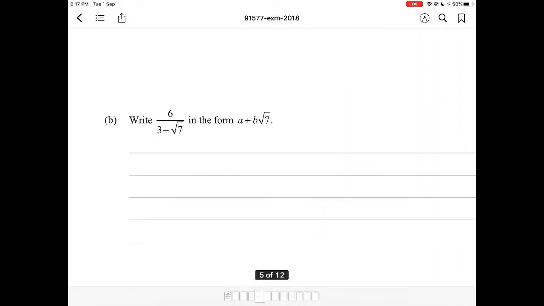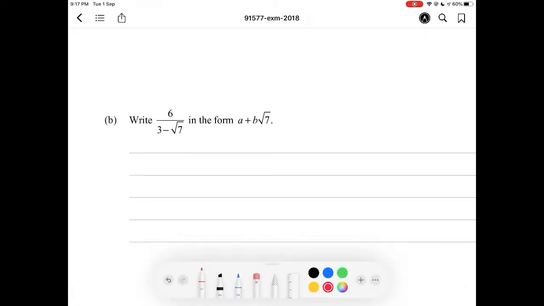Write 6 divided by 3 minus square root of 7 in the form a plus b square root of 7. So in this case, we're going to rationalize the denominator. So to rationalize the denominator, we need to multiply by the conjugate, okay? So we're going to say that 6 over 3 minus root 7 times 3 plus root 7 over 3 plus root 7.